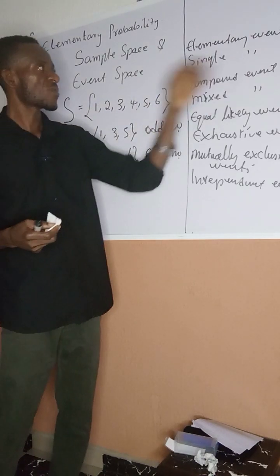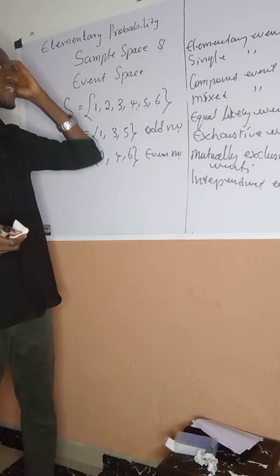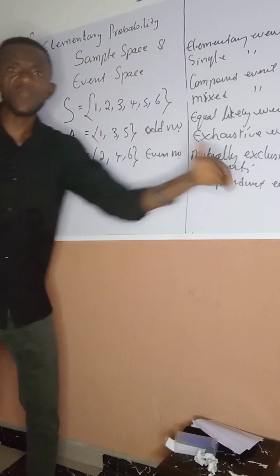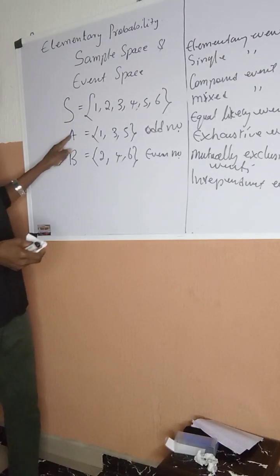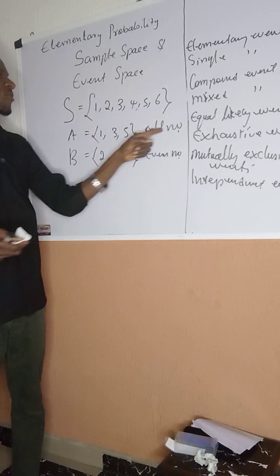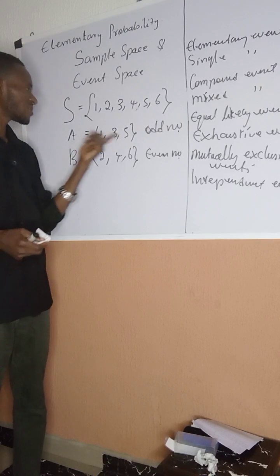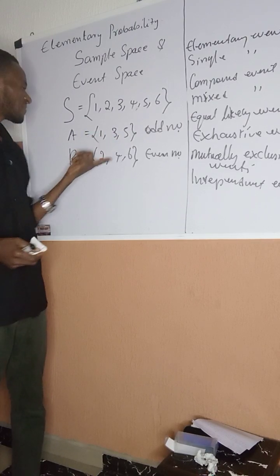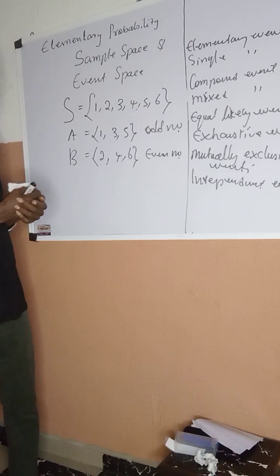Then we now talk about what we call compound events. In the compound event, we are saying that the event contains more than one member or element. For instance, this my A, which is a set of odd numbers, is a compound event. It contains more than one member. Same thing applies with B, which is a compound event.